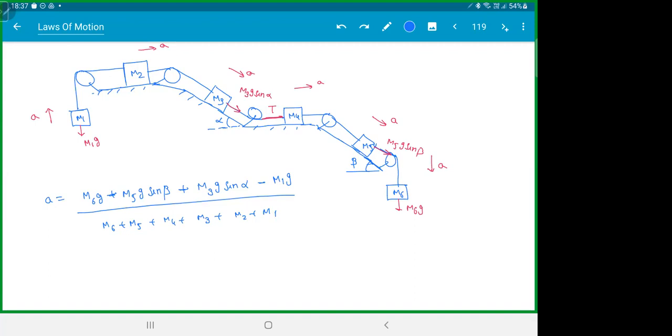How will I find tension? M3g sin alpha minus T... no, the tension from above is also there. When you draw the FBD of M3, remember there is this tension here, and there's one more tension here. If you just draw the M3 FBD, you'll get two tensions, one on the top and one at the bottom. The upper tension, I don't know. I'll give you a minute more. How to get T, the tension in the middle string?